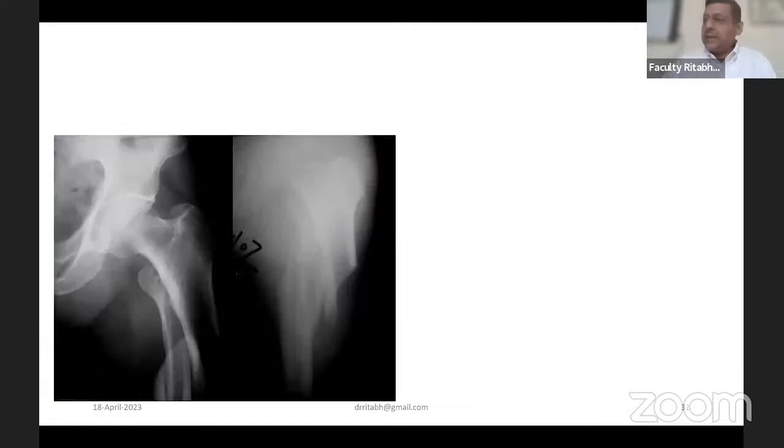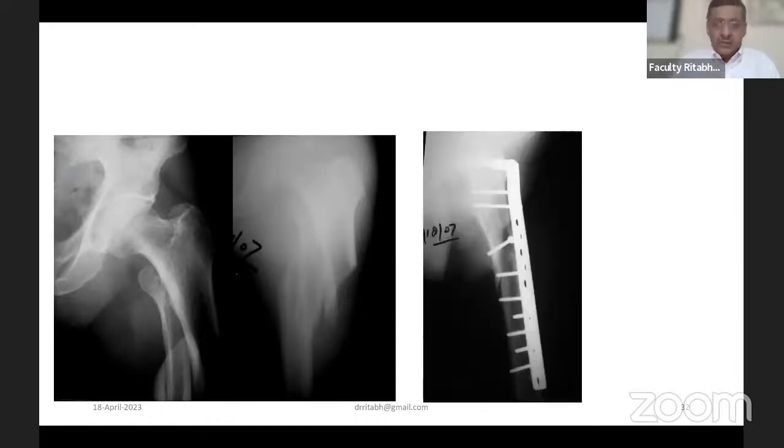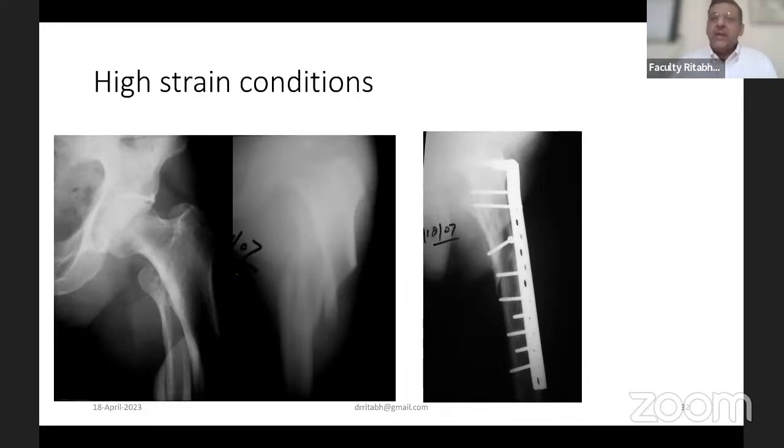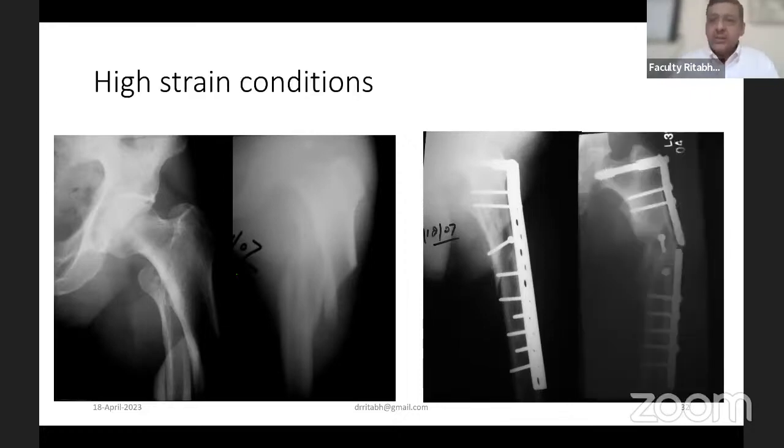A clinical example: this is a spiral fracture of the proximal femur with some fragmentation. The surgeon opted for absolute stability, but there are certain fracture gaps visible. It created a high strain condition, and eventually this happened. If you see this critically, the spiral fracture has disappeared and the non-union is now fundamentally transverse.